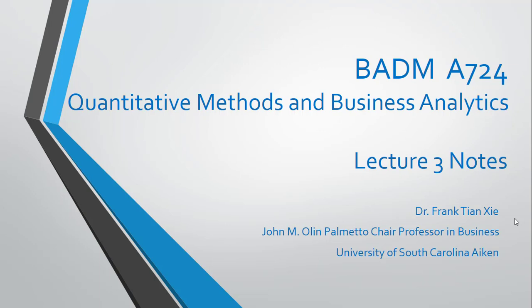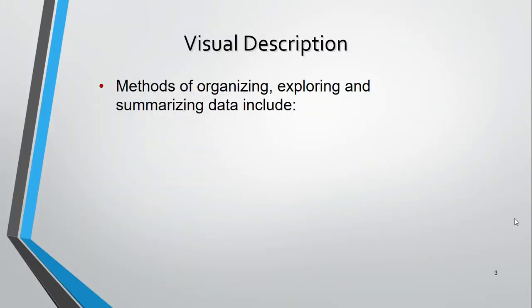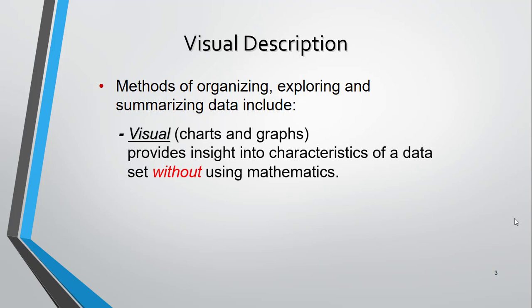This is lecture 3. In this lecture, we'll talk about some concepts and theories in descriptive statistics, and describe how data can be presented visually using tools such as dot plots, scatter plots, histograms, polygons, bar charts, line charts, pie charts, and etc. And what are the effective charts? And also what are the deceptive, bad charts or graphs? Visual presentation of the data.